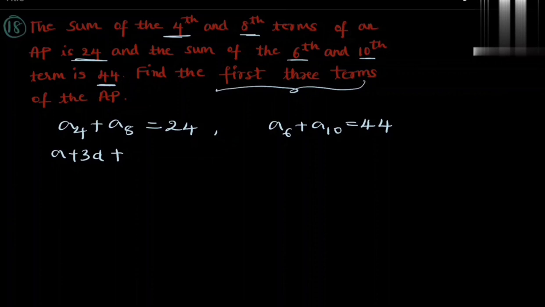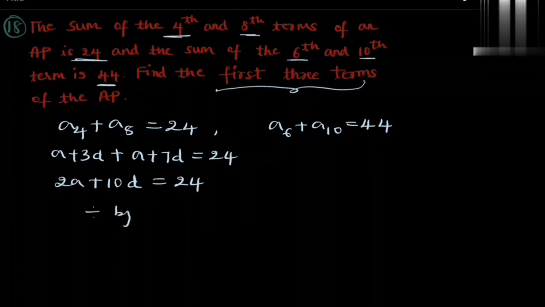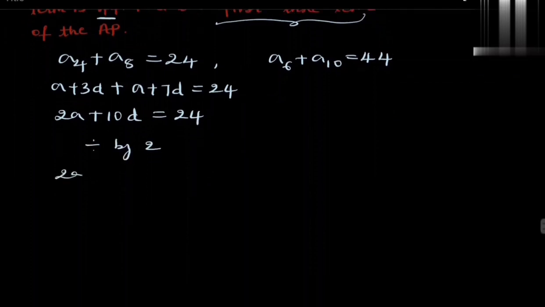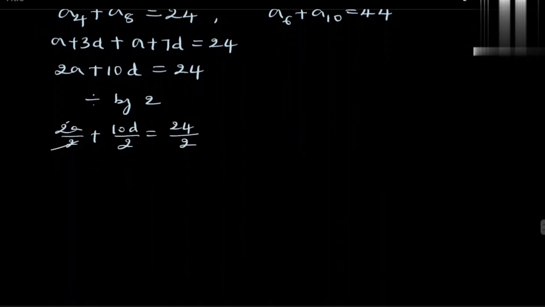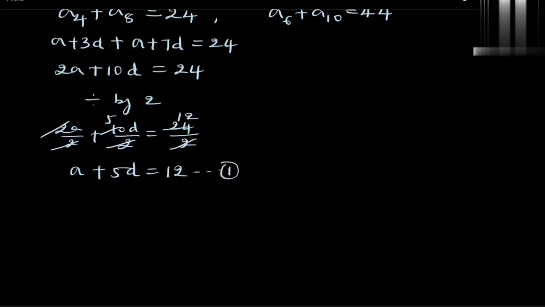3d, plus a8 can be written as a plus 7d, is equal to 24. So 2a plus 3d plus 7d, which is 10d, is equal to 24. So divide this whole equation by 2. That is 2a by 2 plus 10d by 2 is equal to 24 divided by 2. So the 2s get cancelled here, that is a plus 2 fives are 10, 5d is equal to 12. So call it equation 1 here.